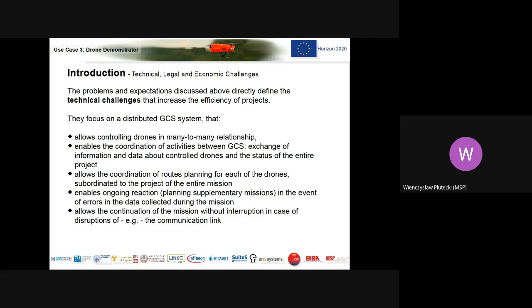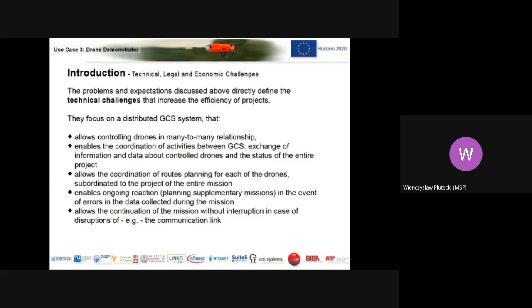This situation requires that coordination of activities between control stations should exist, because they must exchange information and data about controlled drones and about the status of the entire project. If the drone reconnects from one control station to another, then this other control station should know everything about this drone, so the drone can continue the mission without any interruption.